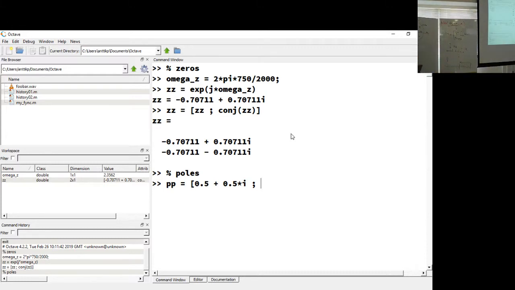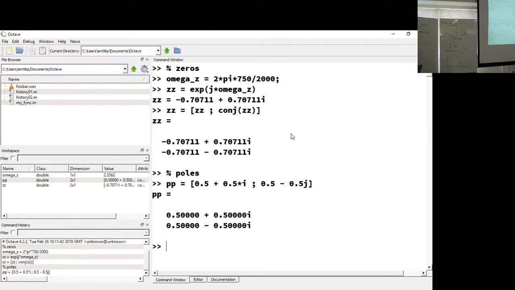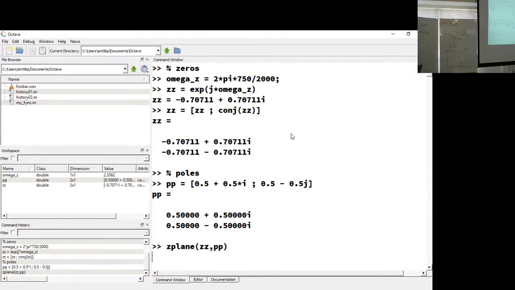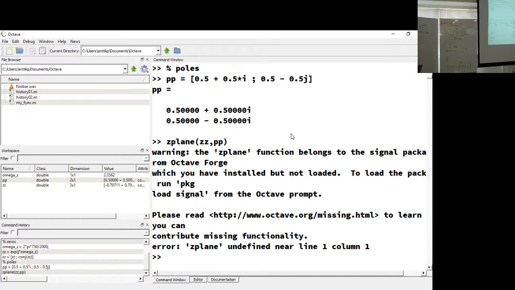All right. And then the complex conjugate pair would be 0.5 minus 0.5j. Okay, there we go. So that's the zeros and poles. Let's see what it looks like. We can call zplane, hopefully, with Z and P. Does it find it? Or do I need to load the package again? Okay, pkg load signal.